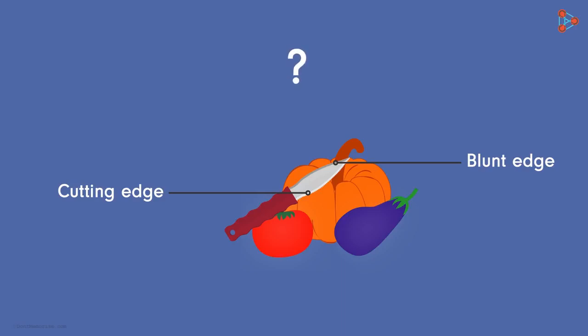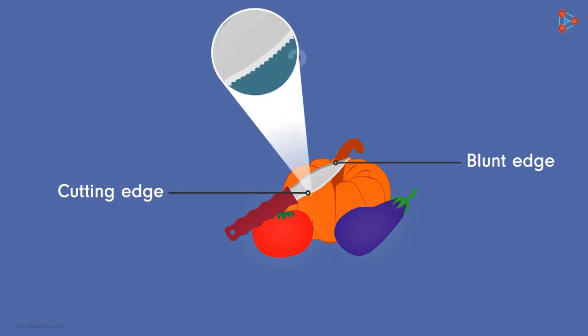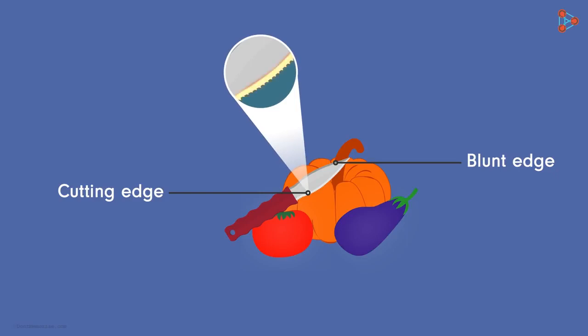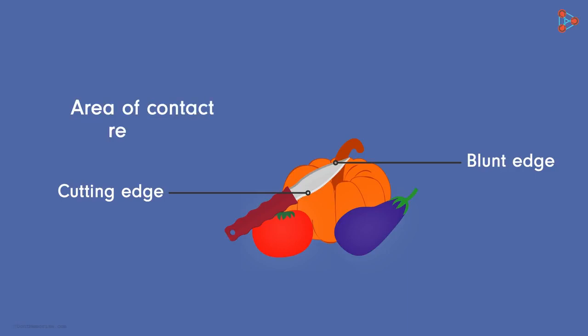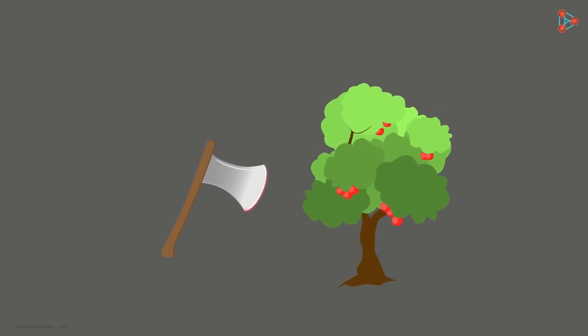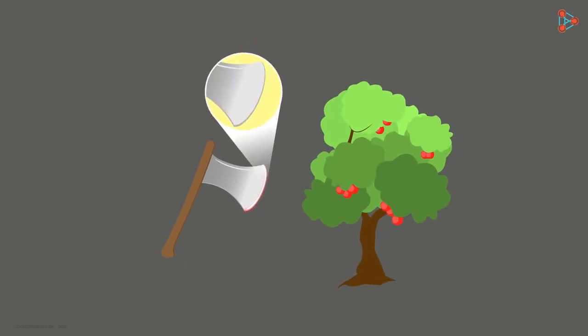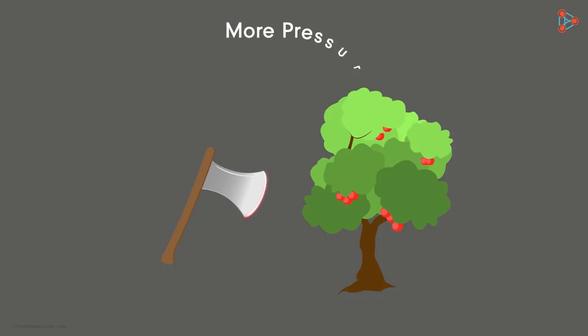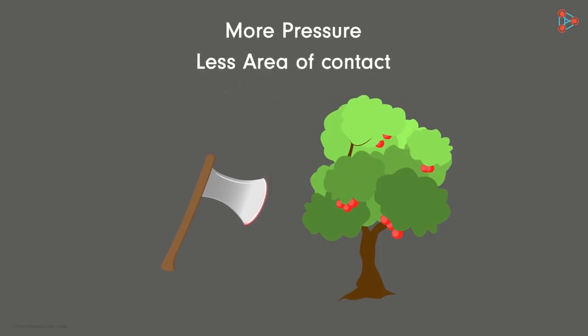Well, at first sight, the two edges might look the same to us. But if you look at them carefully, the cutting edge has small triangle-like shapes with sharp outer points. The other edge has nothing of these. So if you cut a vegetable with a cutting edge, the area of contact between the vegetable and the knife is greatly reduced. Hence, more pressure is applied on the vegetables using the cutting edge of the knife. Axes used to cut trees also have sharp cutting edges instead of placid ones. It increases the pressure on the tree due to the less area of contact.